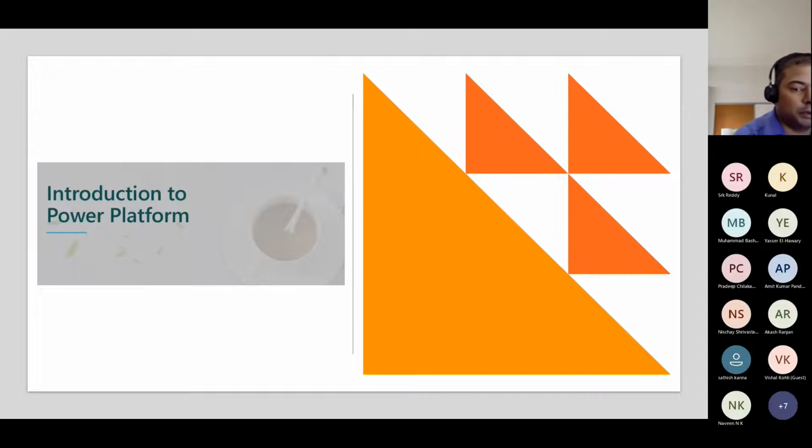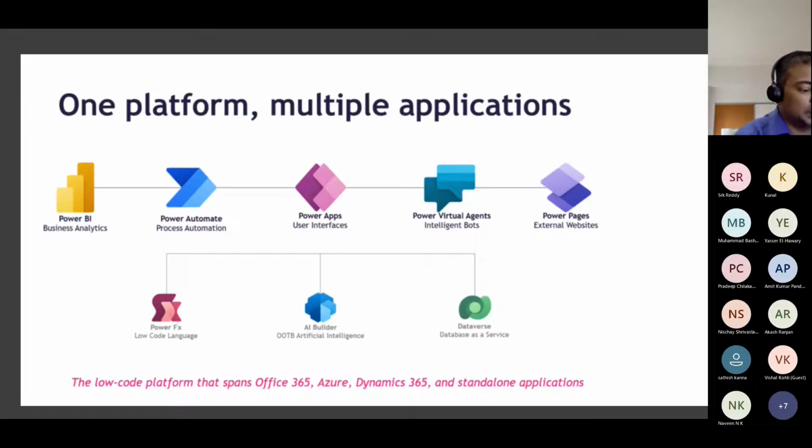Okay, so when we talk about the Power Platform, basically Microsoft is heading towards one platform, multiple applications. It starts with business analytics, which we normally see in our finance and operations, which is Power BI business analytics. Then we have Power Platform process automation. And then we have Power Apps, which is more towards the user interface. You may see Power Apps wherein you see a lot of model-driven apps or canvas apps.